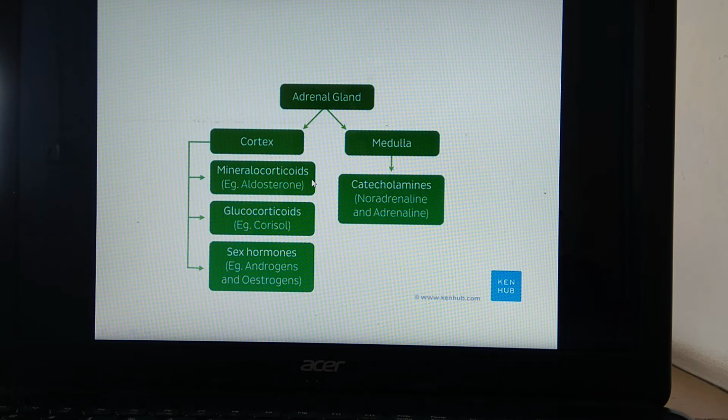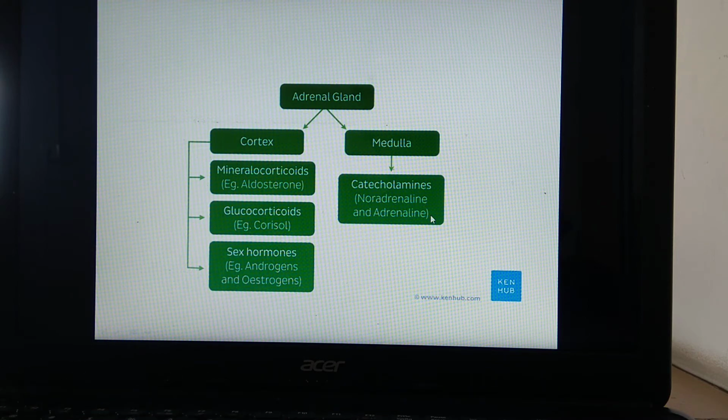So these three hormones are secreted by the three layers of the adrenal cortex. Mineralocorticoid is secreted by the outermost layer called zona glomerulosa. Glucocorticoid is secreted by zona fasciculata, and androgens and estrogens are secreted by the innermost layer called zona reticularis. Then the second part is called the medulla. The medulla secretes catecholamines, which include noradrenaline and adrenaline, which we also studied in the previous lecture, that means under the sympathetic and parasympathetic nervous system. Nerve endings of sympathetic nerves also secrete the hormone adrenaline.